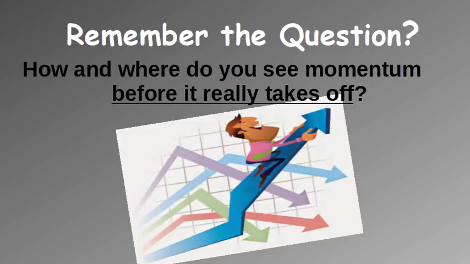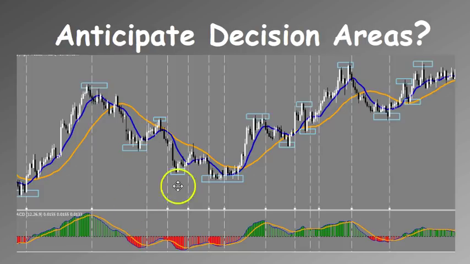Now, remember the important question, right? How and where do you see momentum before it really takes off? Well, you need to look for momentum at places on the chart where things happen. They're at the support and resistance areas. Okay, let's take a look here. So where do you see momentum before it really takes off?